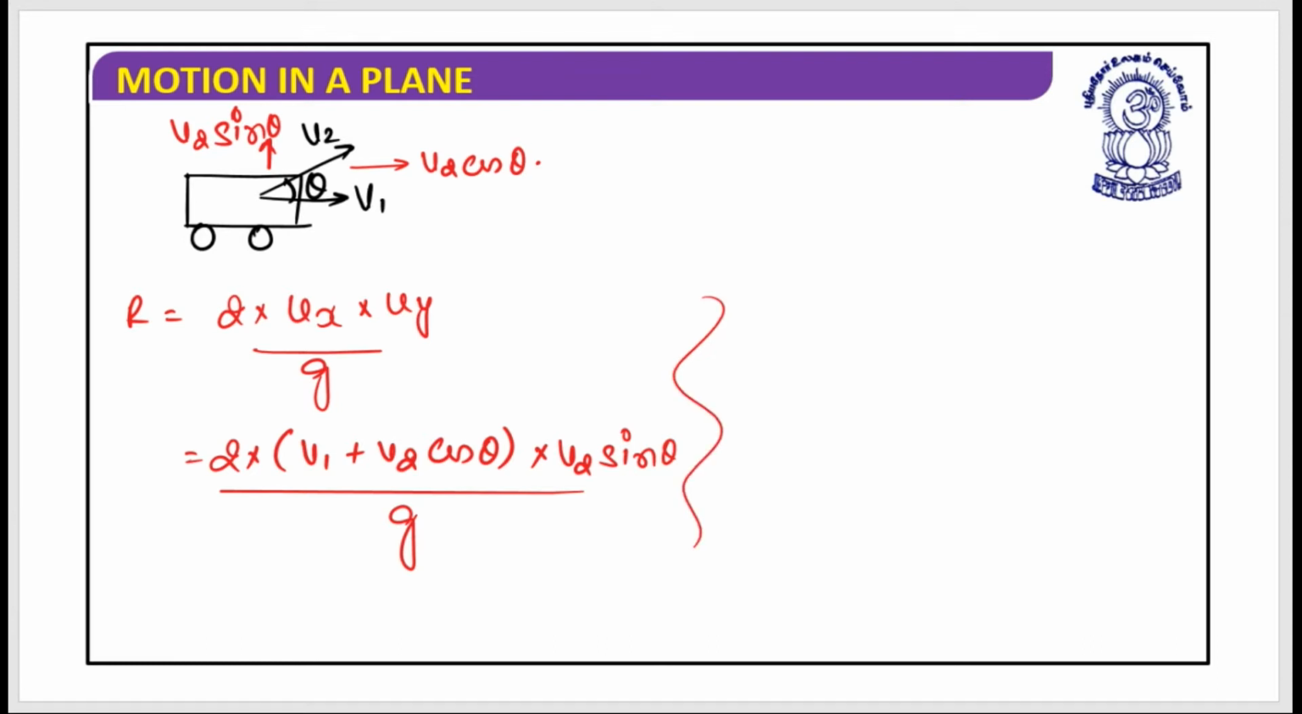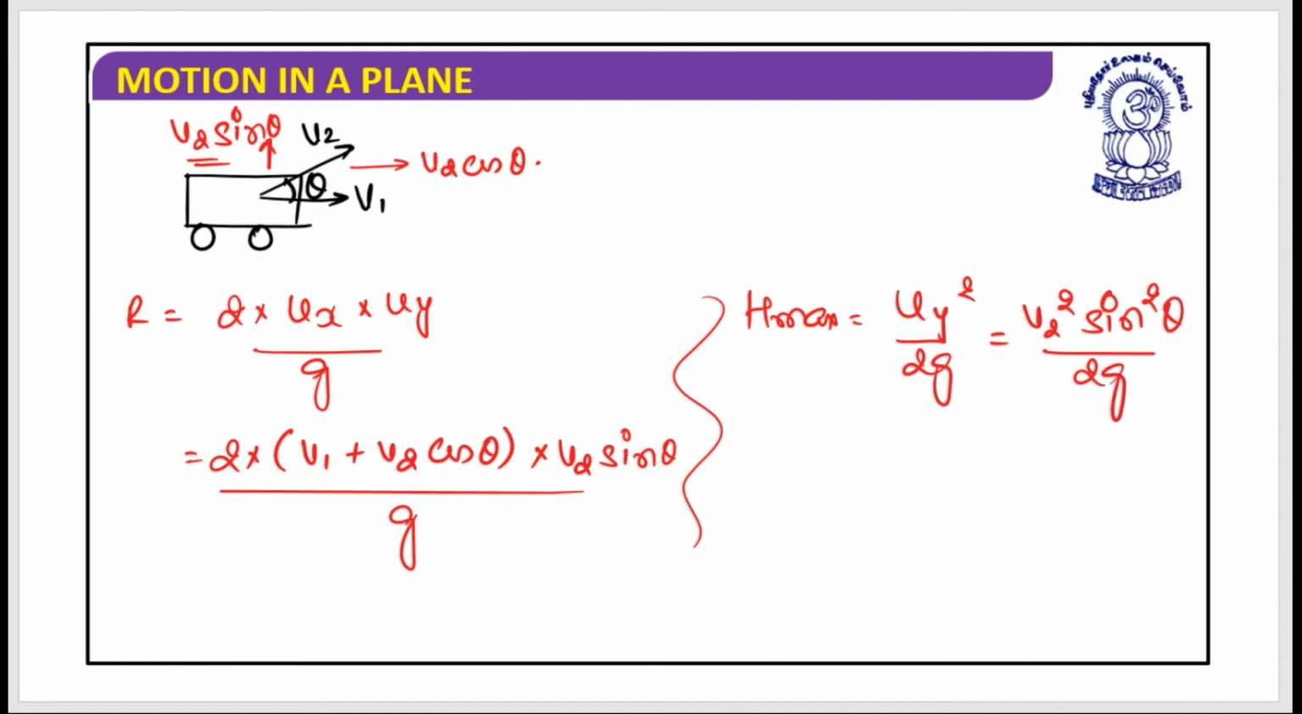Now what is hmax? The only responsible component for hmax is uy, so it is uy square by 2g. And uy square has not any change, so it is V2 square sine square theta divided by 2g. What about the time of flight? Again, it's 2 into uy divided by g, which can be written as 2 multiplied by u sine theta, that is in our case V2 sine theta, divided by g. I hope these things are clear. Is it clear?